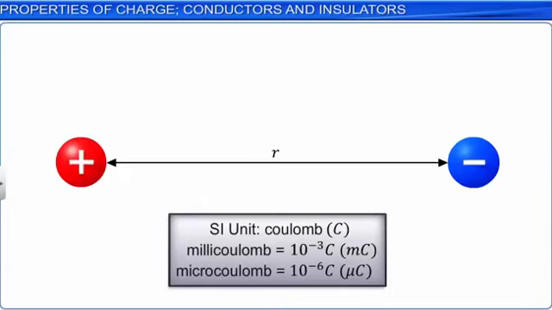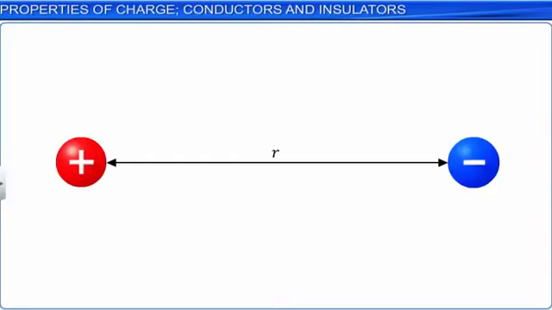Coulomb, C, is the SI unit of electric charge. However, smaller units such as microcoulomb and millicoulomb are also used in electrostatics. Electric charge is a scalar quantity, which has only magnitude but no direction. Hence, the total charge on the body is equal to the algebraic sum of the individual charges given to it.